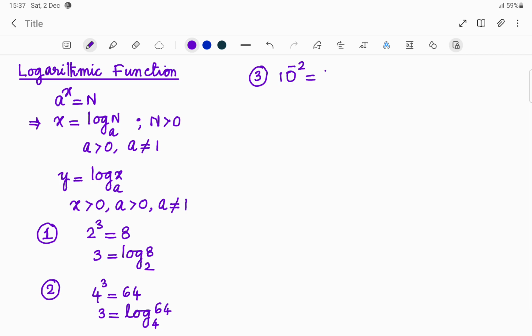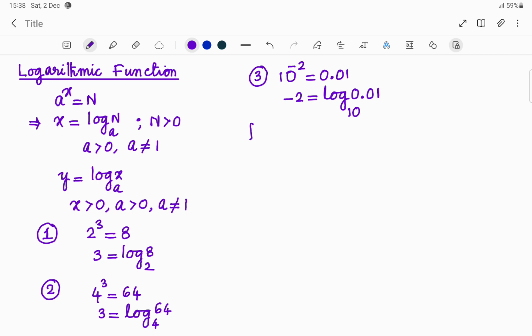If you take 10 power minus 2, you will get 0.01. How do you write this in a logarithmic form? You can write this as minus 2 is equal to log of 0.01 base 10. Okay, so this is how you convert an exponential into a logarithm.